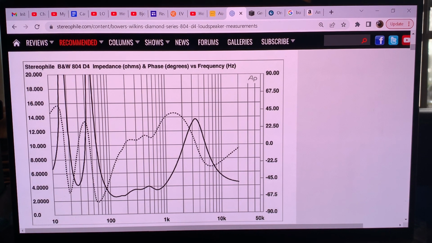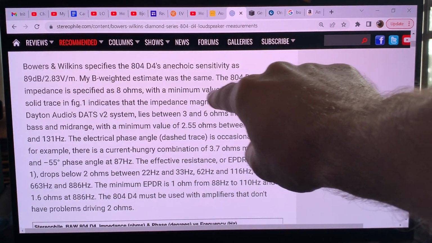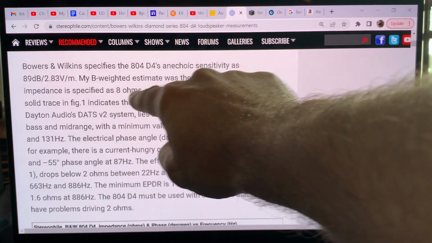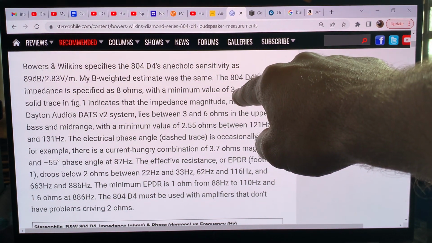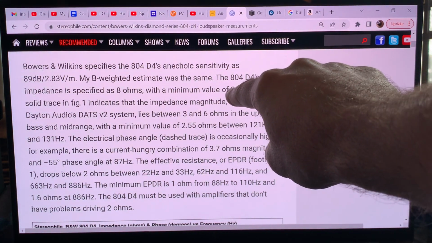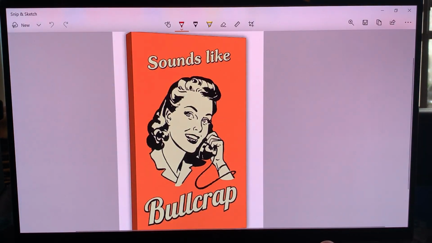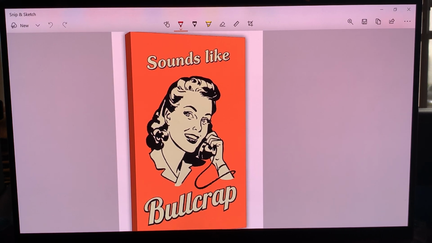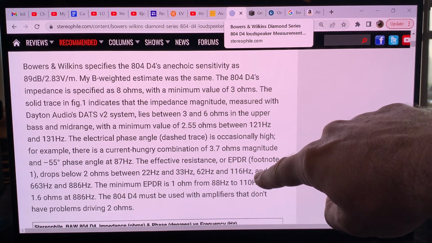So that's why this type of thing, what they did here, the honesty here was that when you read nowadays specified as 8 ohms with a minimum value of 3 ohms, this means that the minimum value of 3 ohms is the nominal value. Forget the 8 ohms. What I do here is that I call extreme bullcrap on that. 8 ohm with a 3 ohm dip specification. That's total BS. That's really lying in the eyes of the customers.